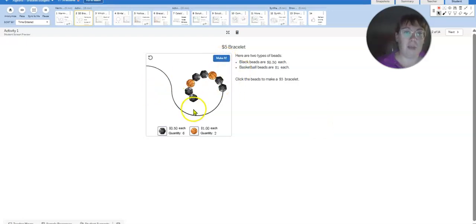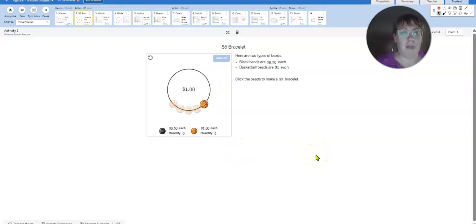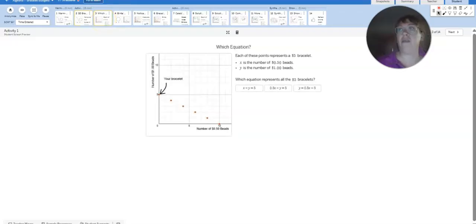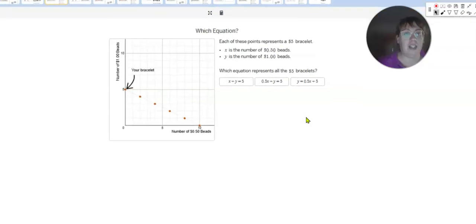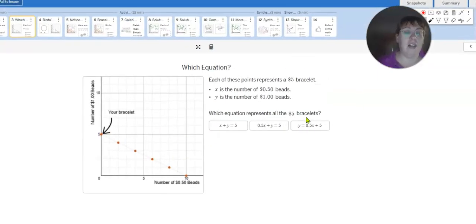If you need to make a change, hit make a change, and you can just get rid of any of the beads. And again, maybe it was just 5 basketballs because they're each $1. There we go. That's a bracelet that costs $5. So there's many options here, just thinking about what are the ways we can add to $5. Let's look at slide 3.